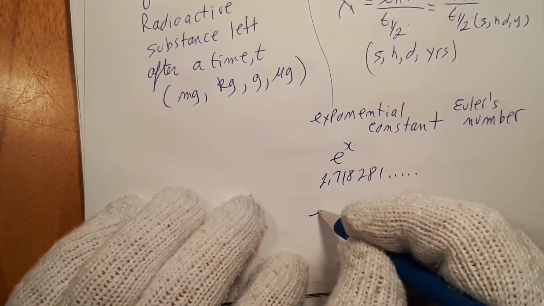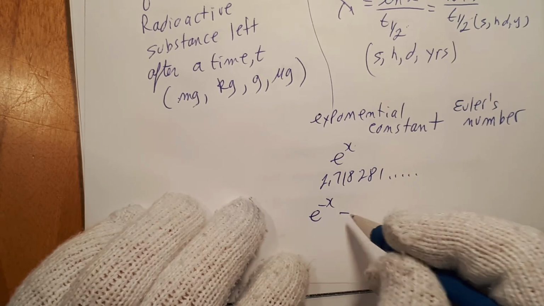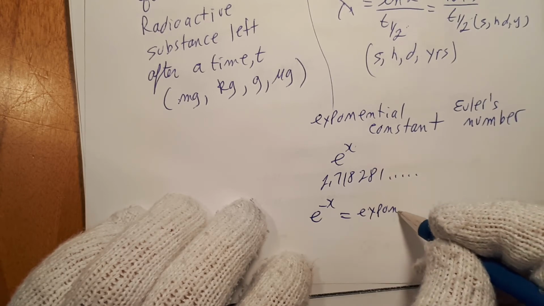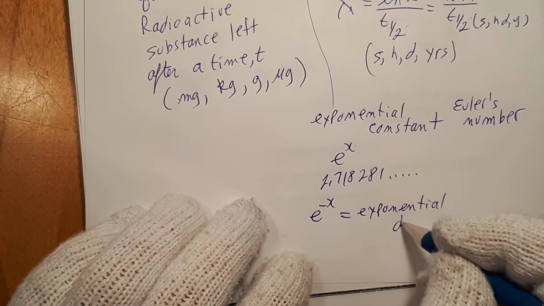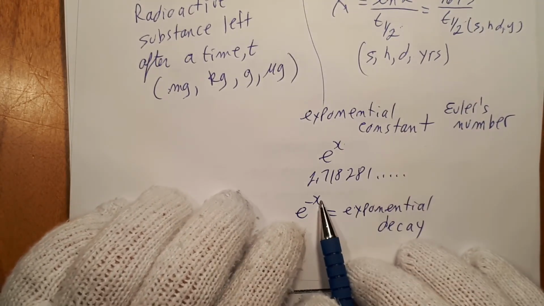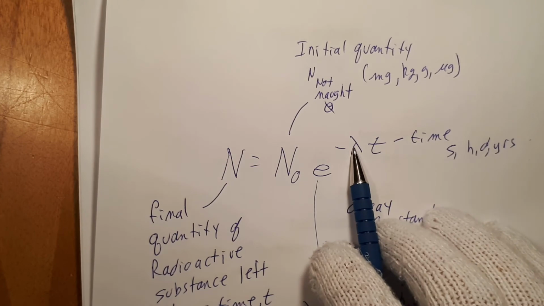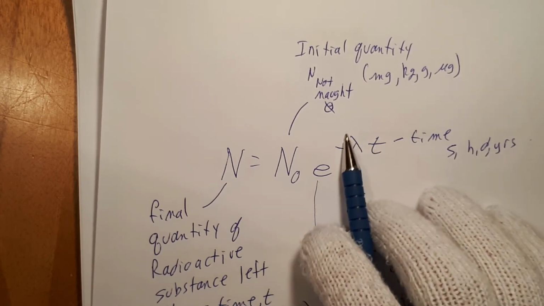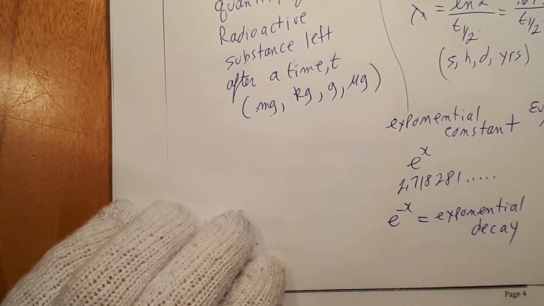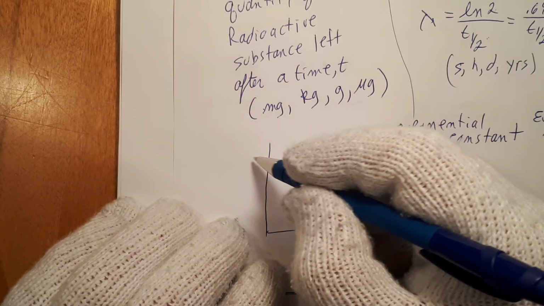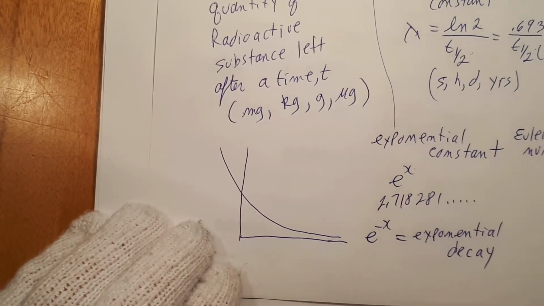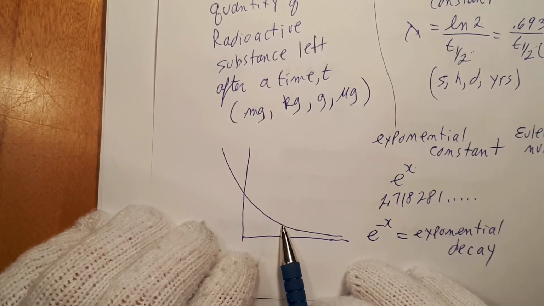If I were to say e to the minus x, this has a name known as the exponential decay. And that's exactly what we have here, e to a power of minus x. In our equation, e to the power of minus, this will be the x value right here. So it's an exponential decay. If I were to graph an exponential decay, it would look like this. And you will see this graph here in some other literature that I have posted.